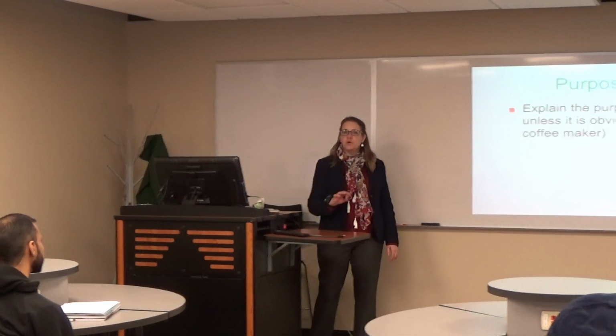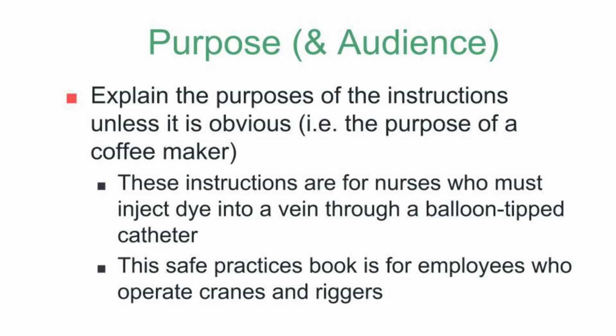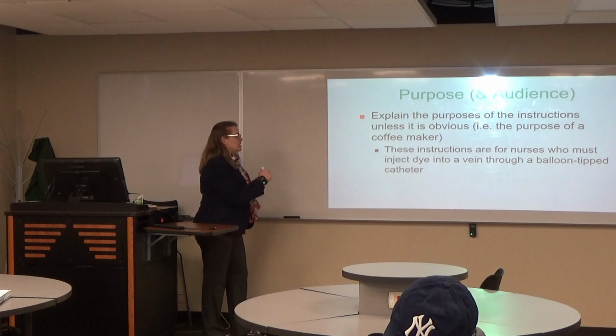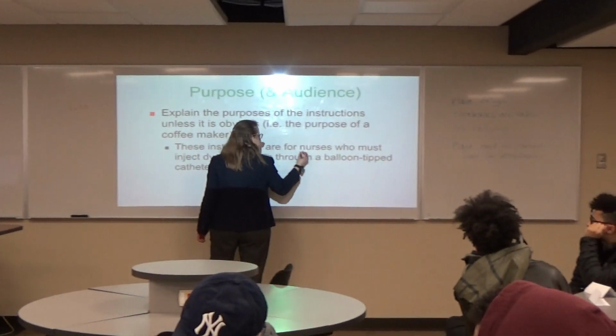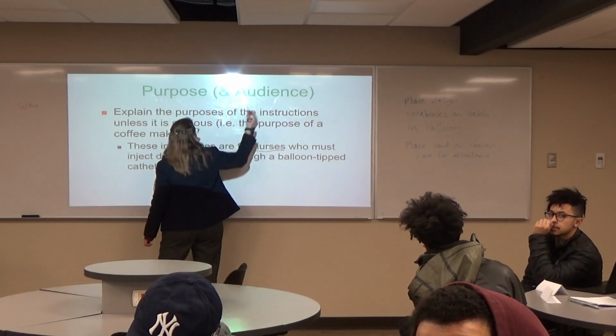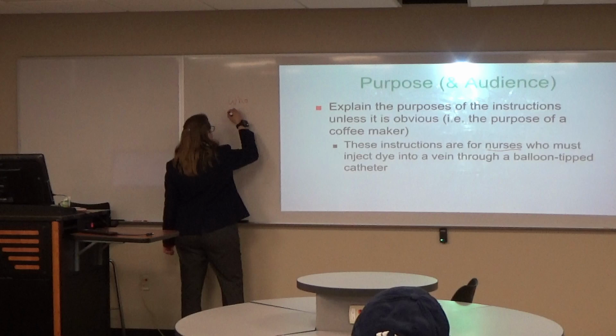Then we need to describe our purpose and audience. In this section, we explain the purpose of our instructions unless it's obvious. So something like a coffee maker, it's obvious that the purpose is to make coffee. But most of the time, it's not just completely obvious. Here's an example. These instructions are for nurses who must inject dye into a vein through a balloon-tipped catheter. It's a very detailed instruction that talks about the who, which is our nurses. So that's our audience. And then what are they doing?